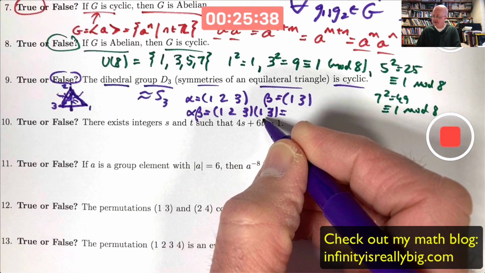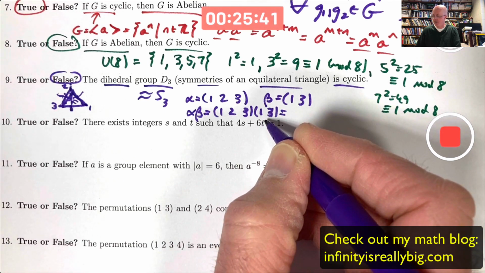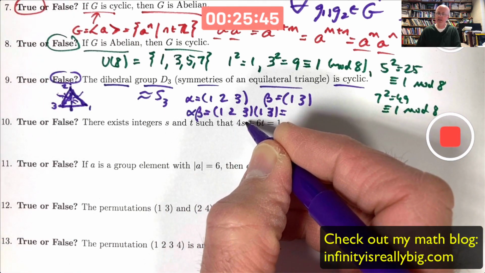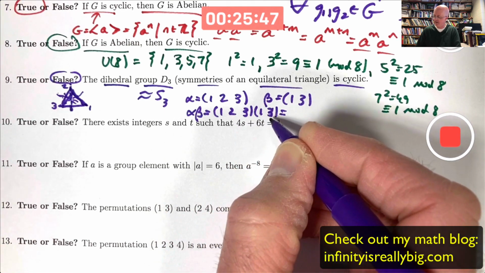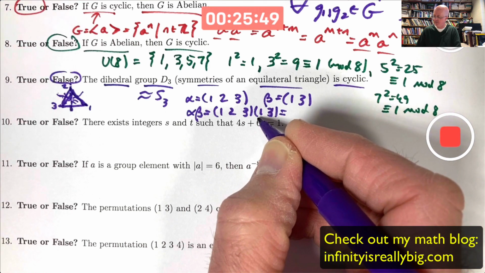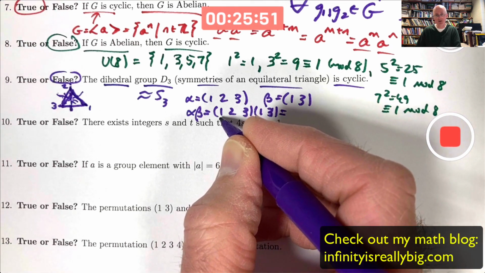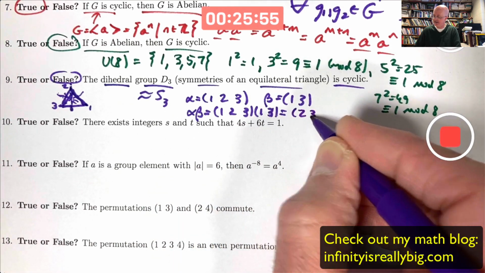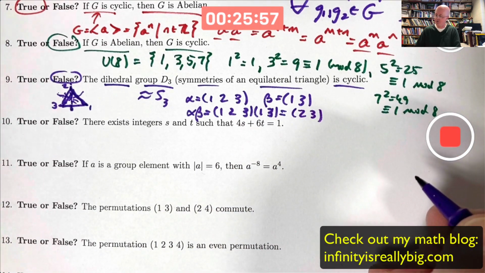How about 2? Where does it get mapped to? Well, this first function on the right maps 2 to itself, but then this one maps 2 to 3. So ultimately, 2 gets mapped to 3. How about 3? This function maps 3 to 1, but then this function maps 1 to 2. So 3 gets mapped to 2. You can write this in cycle notation as the permutation (2 3).